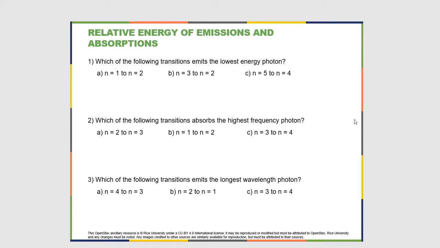Now, what this ultimately allows us to do in terms of questions you could be asked is to look at different things like these types of questions, which is: which of the following transitions emits the lowest energy photon? The first one.